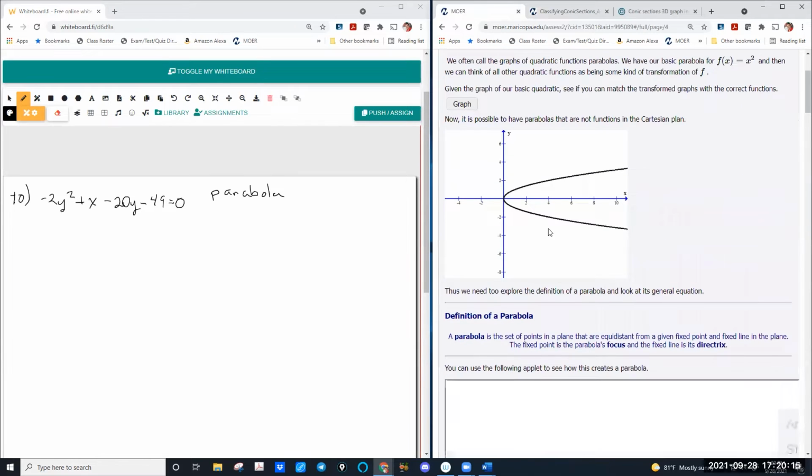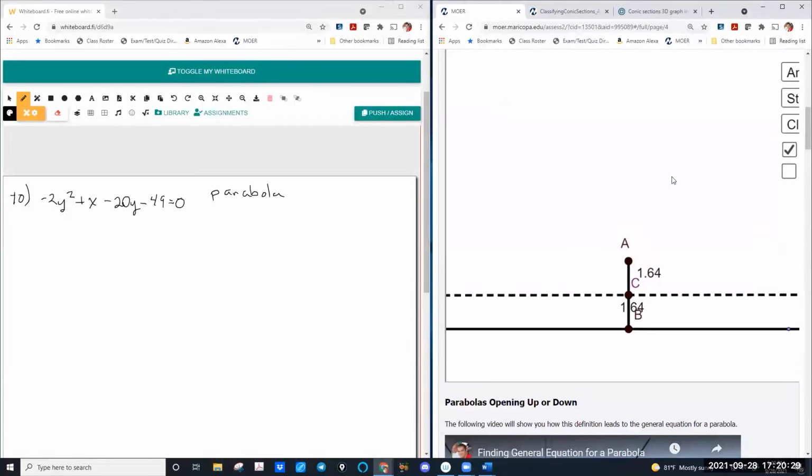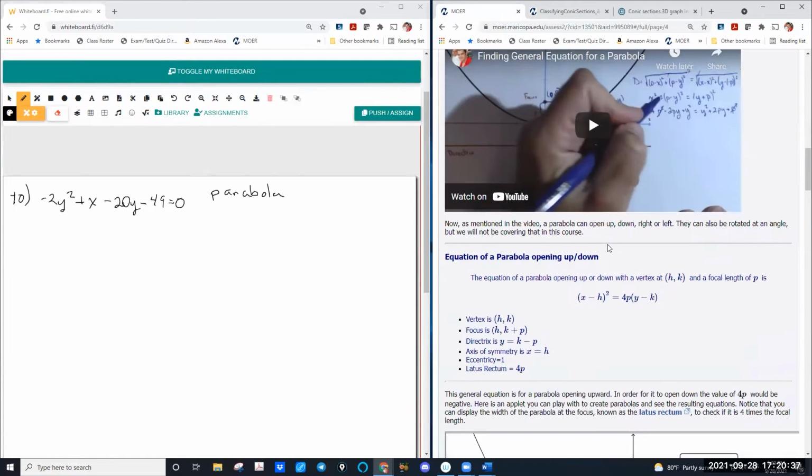All right, so we got parabolas, and the definition of a parabola is basically a curve whose set of points is equidistant from the focus and the directrix. So let's see. Here's the directrix, here's the focus. You guys didn't get a chance to see this. It's a pretty cool animation. I'll let you guys play with that.